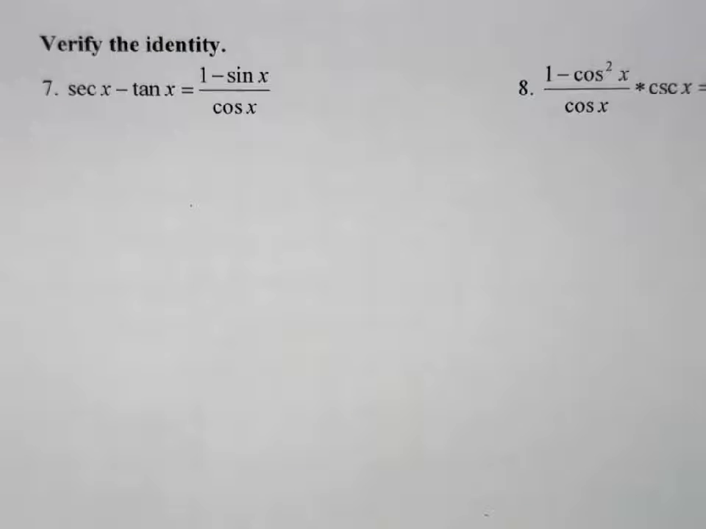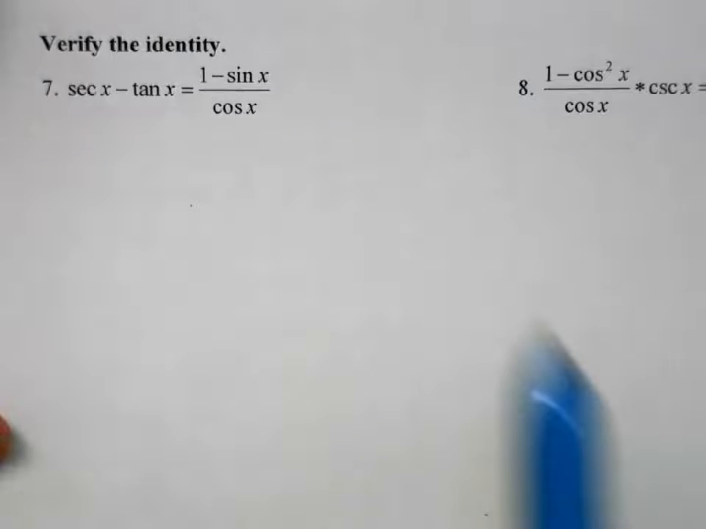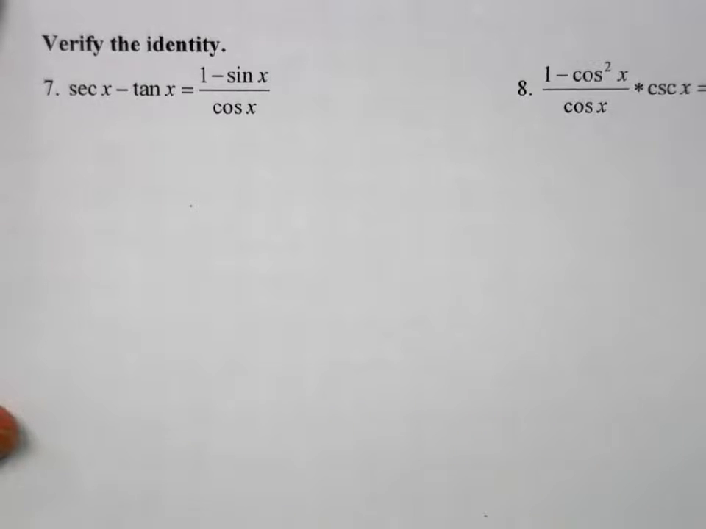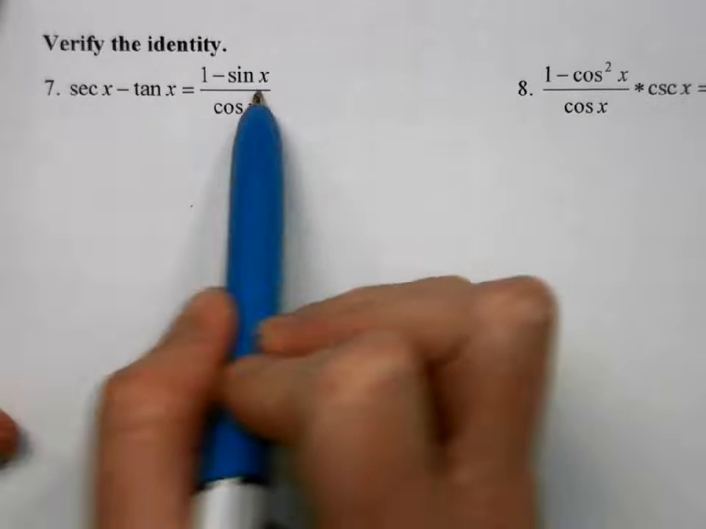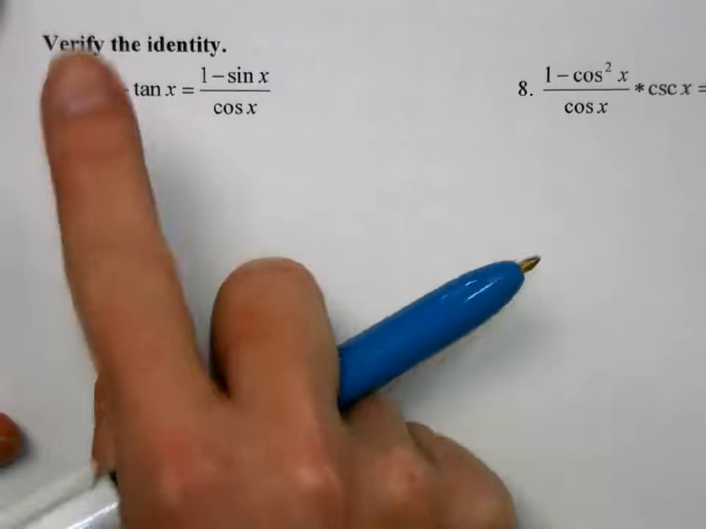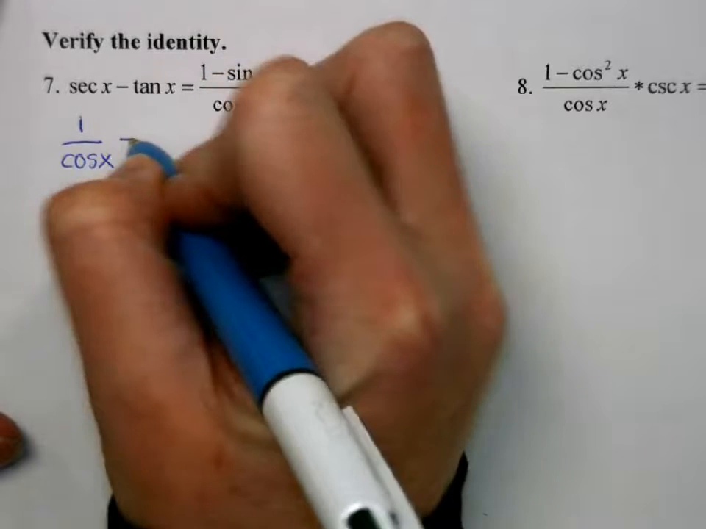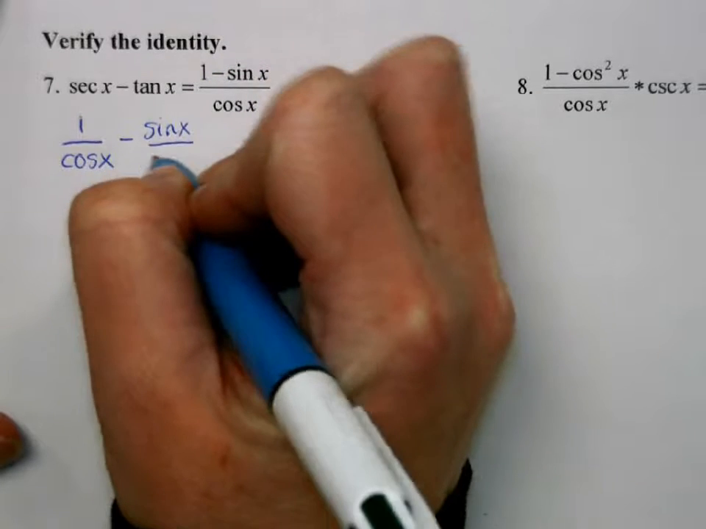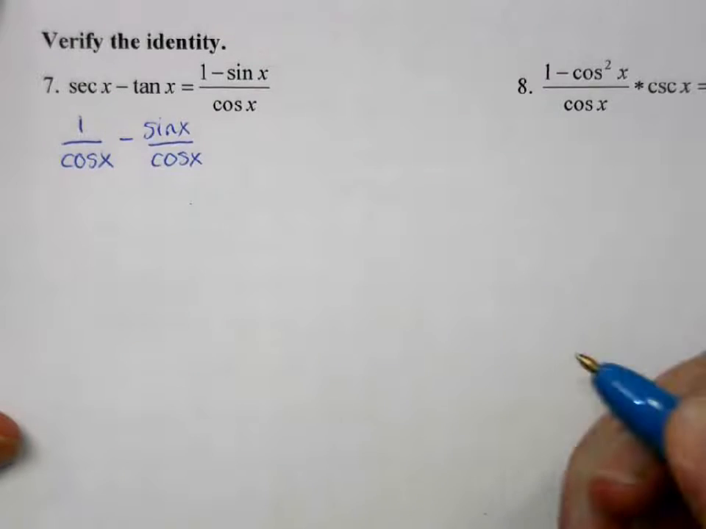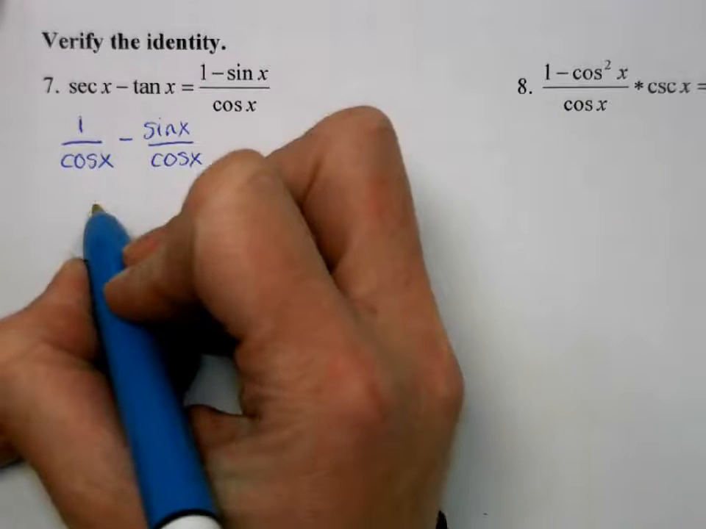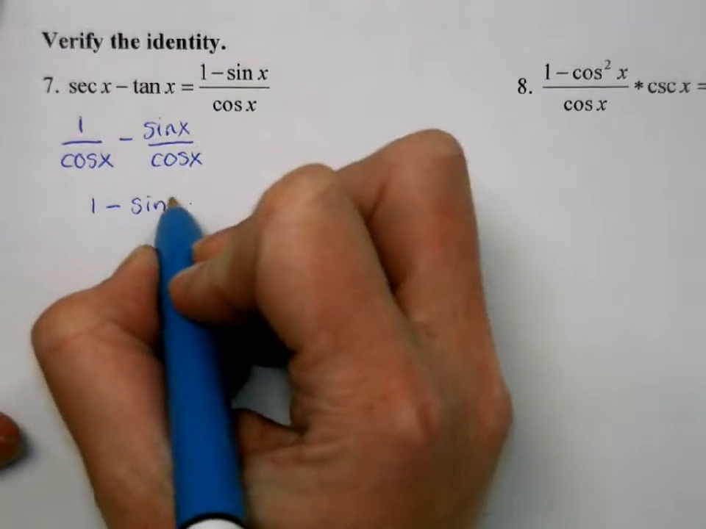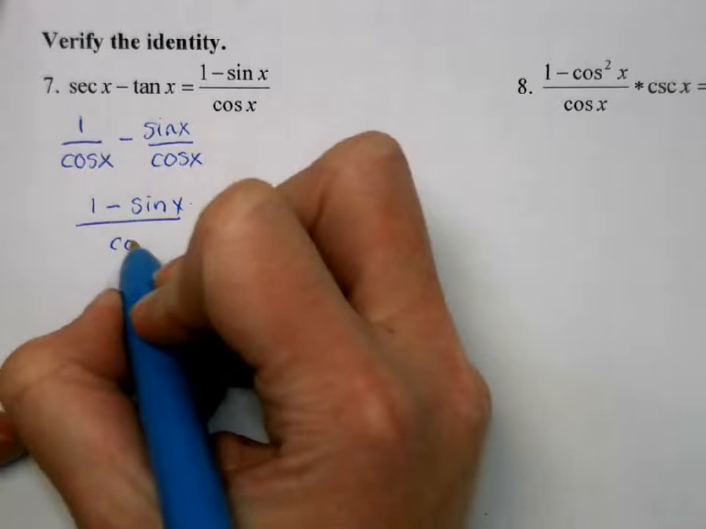All right, so in our next problem, these are all verifying problems. They're going to vary in difficulty. Strategies are: pick the more complicated side. So I'm going to pick this one. Turn everything in terms of sine and cosine. And this one's pretty darn simple. I have a common denominator, so this is 1 minus sine over cosine.